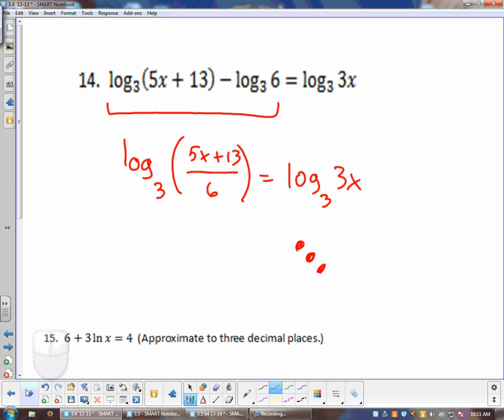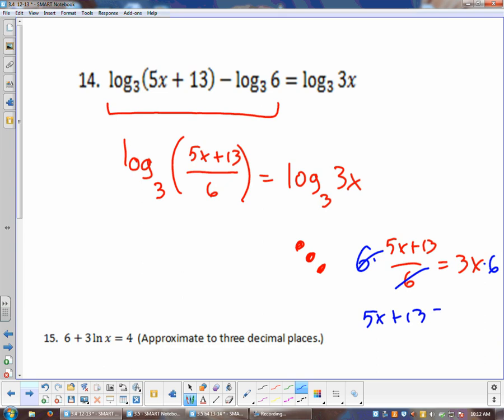When we solve this equation, when you set this up, it's just going to be linear, true? 5x plus 13 over 6 equals 3x. Multiply by 6, good idea. So we're going to get 5x plus 13 equals 18x. 13x equals 13. Okay, so here's my point.